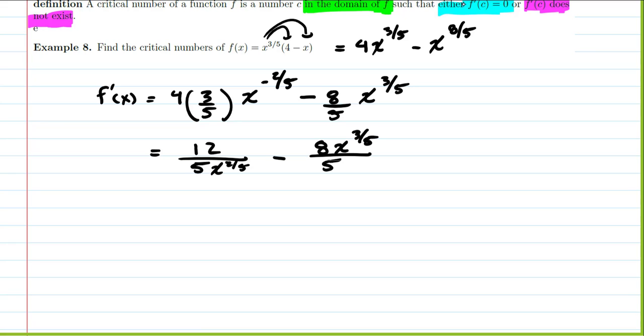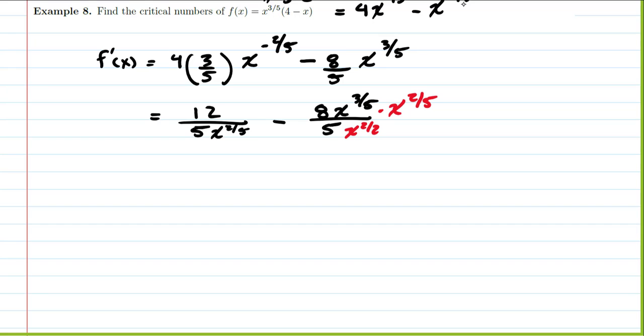So now we need a common denominator. So I multiply the top and the bottom by x to the 2/5, and that gives me a common denominator. So then I have 12 minus 8 times x to the 3/5 times x to the 2/5. We add our exponents. So 3/5 plus 2/5 is 5/5, which is 1, so just x, over 5x to the 2/5.